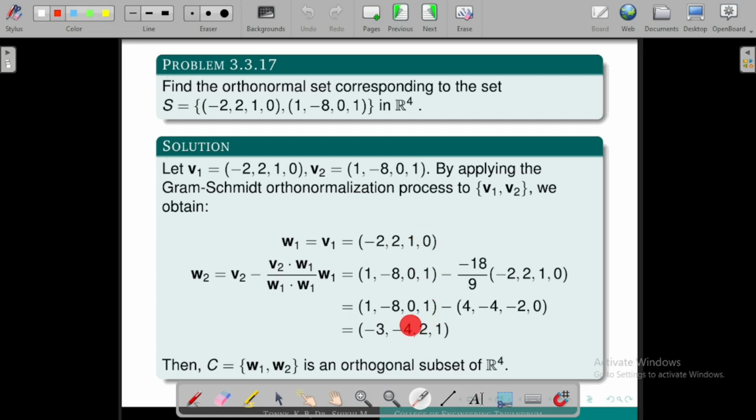And these two vectors are orthogonal. Actually, the original vectors are not orthogonal. You can find the dot product: it becomes minus 2 minus 16 plus 0 plus 0. It is not equal to 0 clearly. But when you take the dot product of W1 and W2, it becomes 6 minus 8 plus 2. It's equal to 0. So you can see that it is now orthogonal.